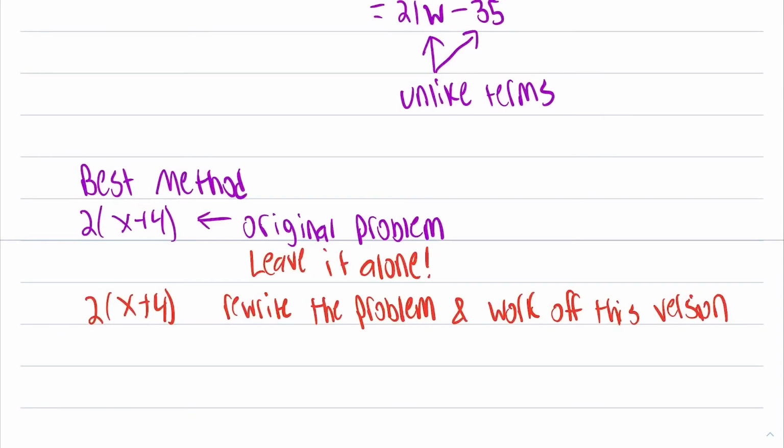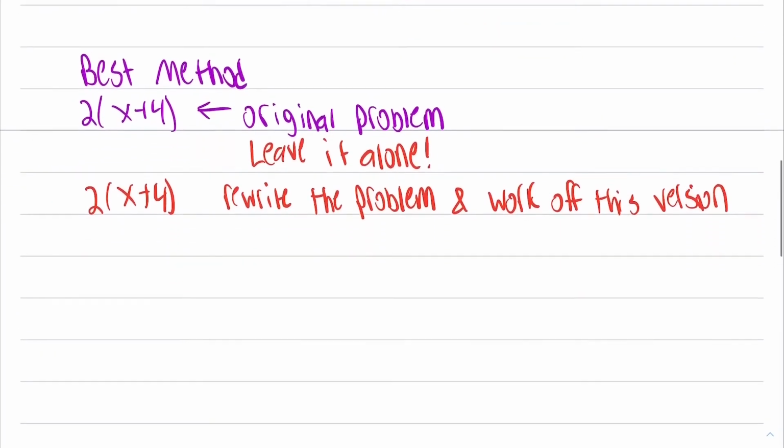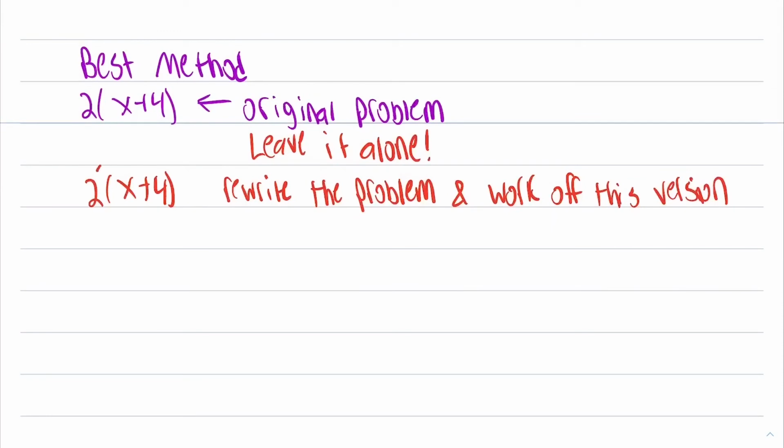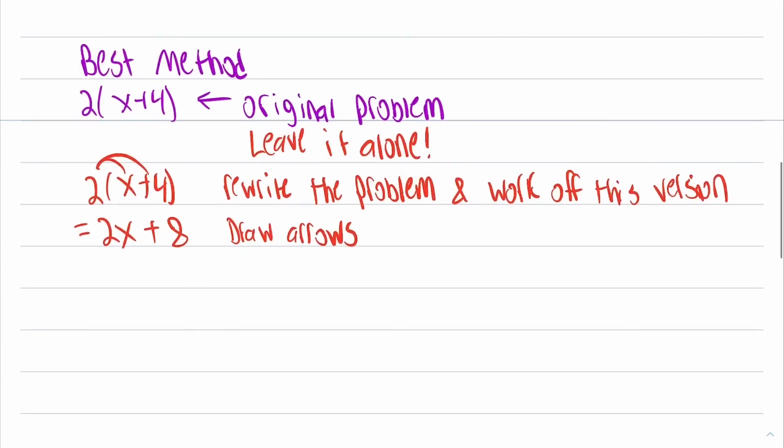Now that you rewrote it, all that you have to do is distribute: 2 times x plus 2 times 4. Done. The bare minimum work is to draw the arrow, saying that the 2 multiplied x and the 2 multiplied the 4.